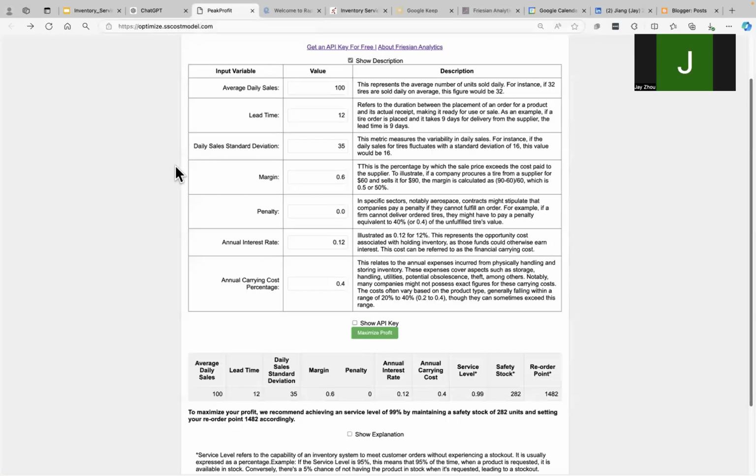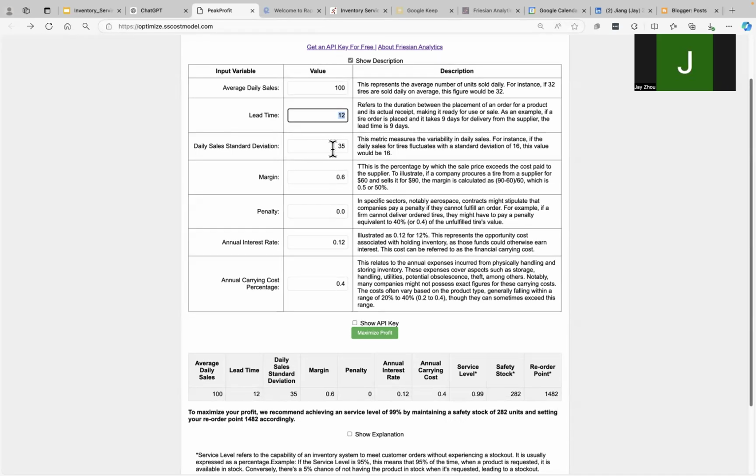So this is our application, the web front. You can go there and request a key and try it yourself, do it yourself. We need a number of inputs. First, average daily sales, say it's $100, right? We put it there. Then lead time, say it's 12. That's the number of days it takes us to get the item from the vendors to our store, 12 days.